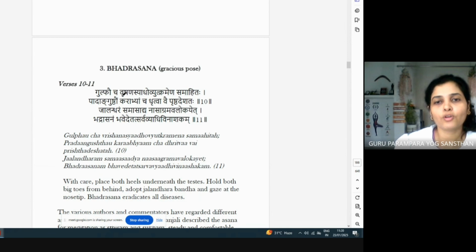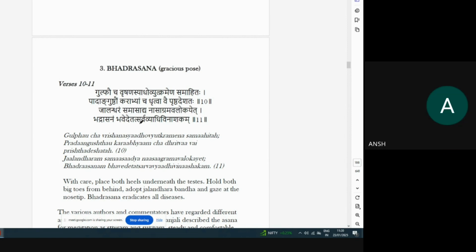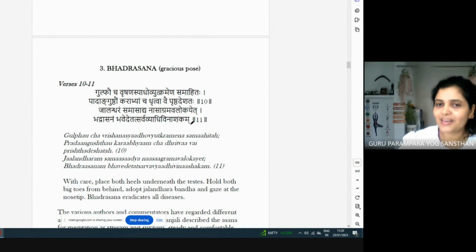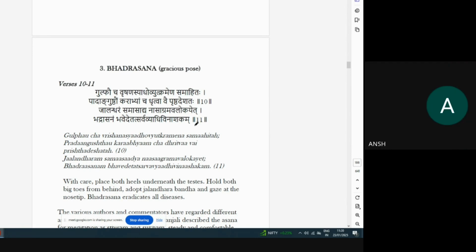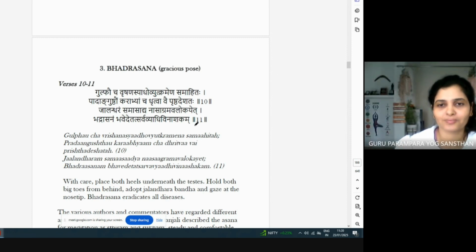Bhadrasana. Gulfo cha vrishanasya ho vyut kramena samahidam pada angushto karabhyam cha dhritva ve prashtadesha jalandharam samasadhya nasagra avalokyet Bhadrasana bhavet sarva vyadhi vinashakam. So we just read that Padmasana is also Sarva Vyadhi Vinashakam. Here also Sarva Vyadhi Vinashakam. So they'll give you two, and you have to identify and remember the benefit. And they also say Sarva Vyadhi Vinashakam, so both.